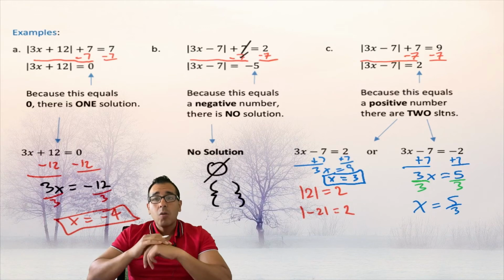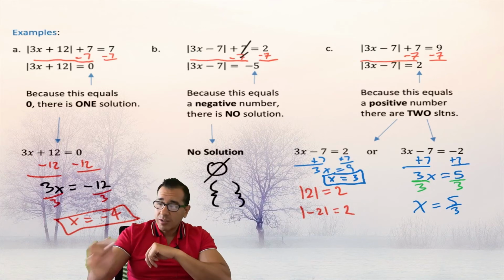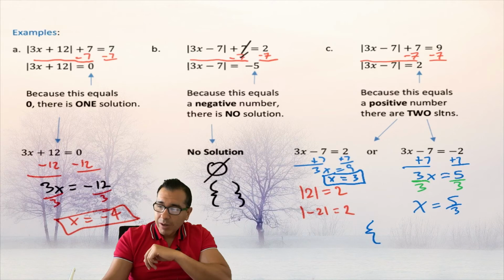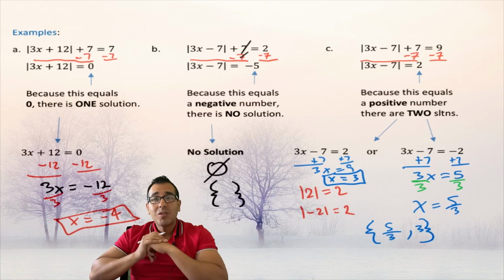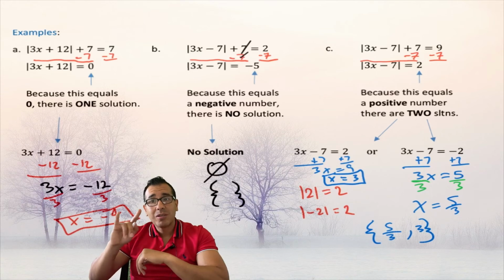So notice we have 2 solutions. So let's go ahead and write them down. So we had 5/3, our smaller number, and we had 3 as our other possible solution. Boom, so there are our 2 solutions.